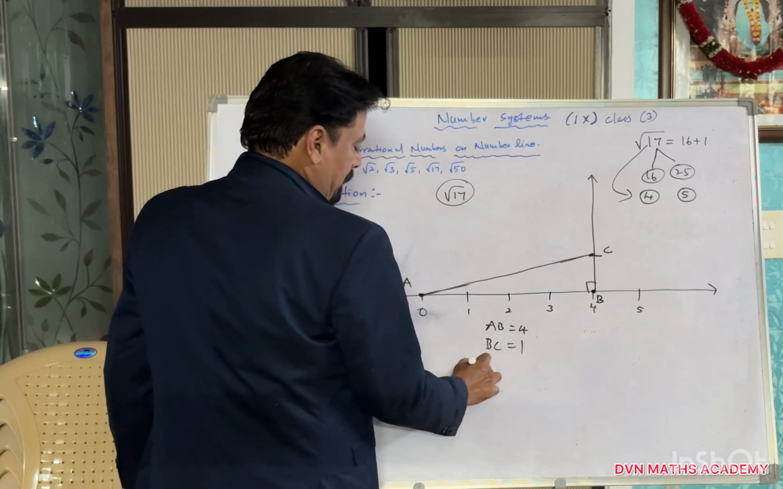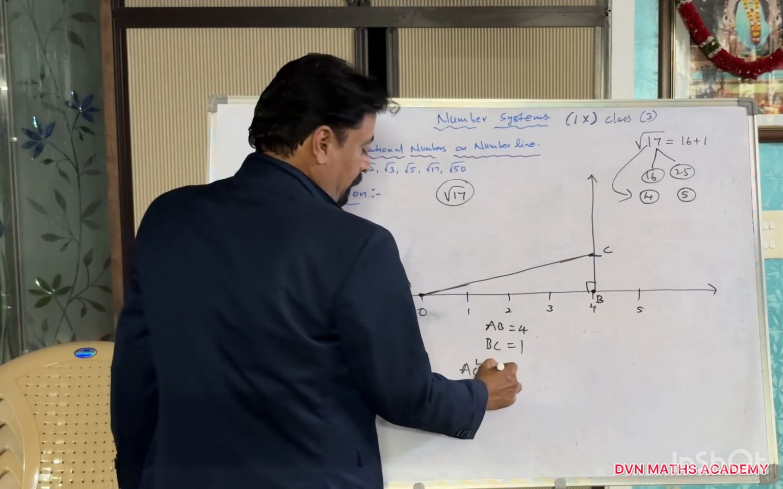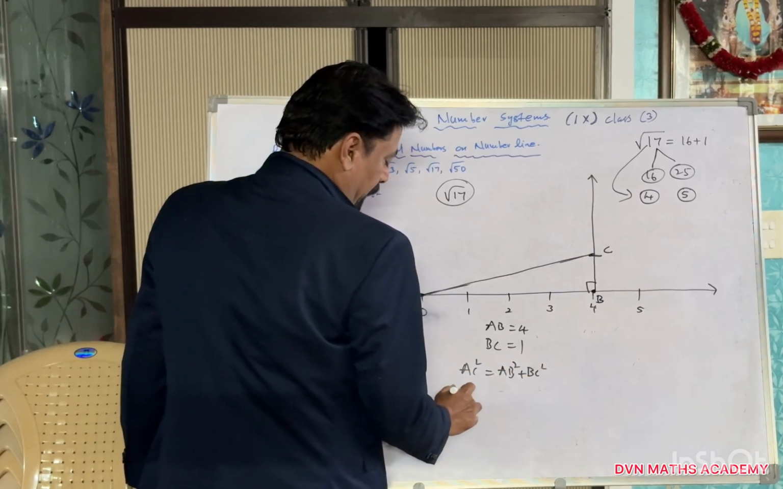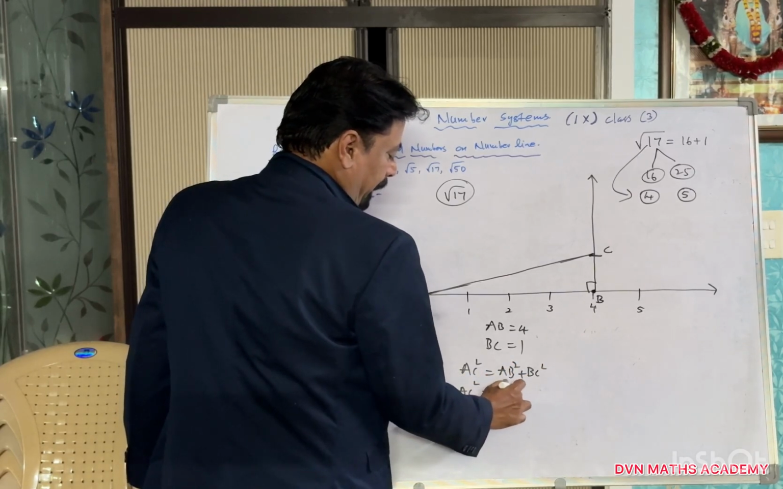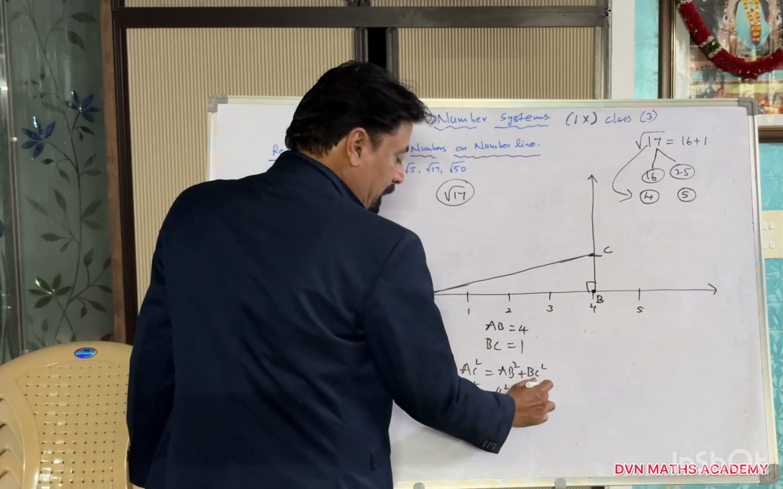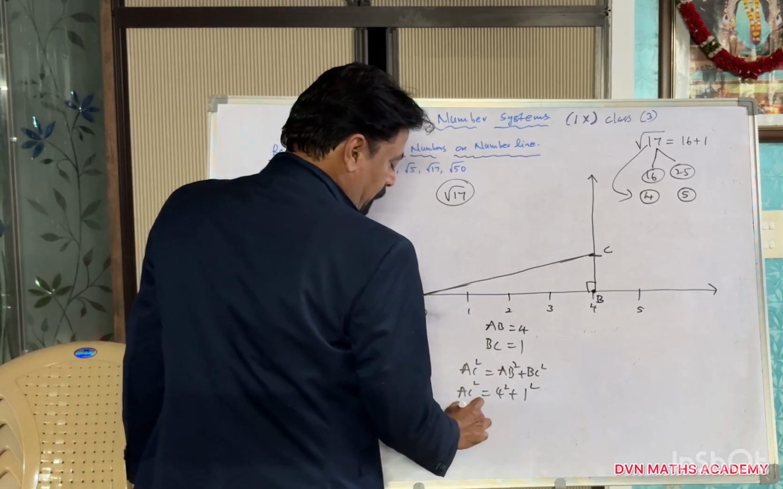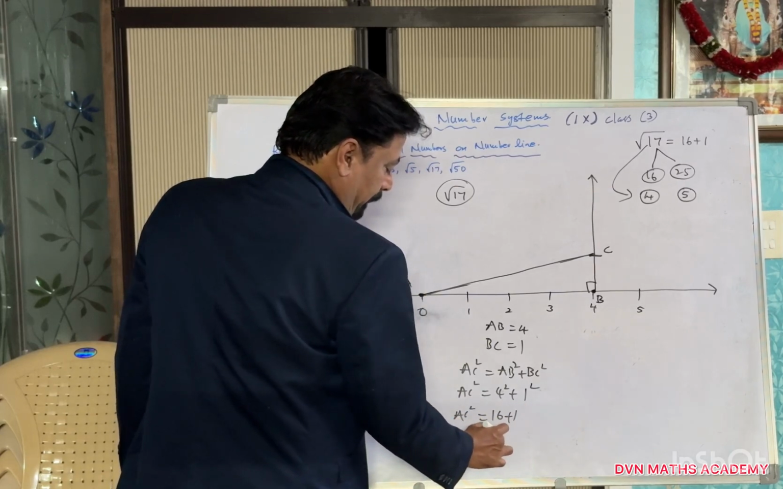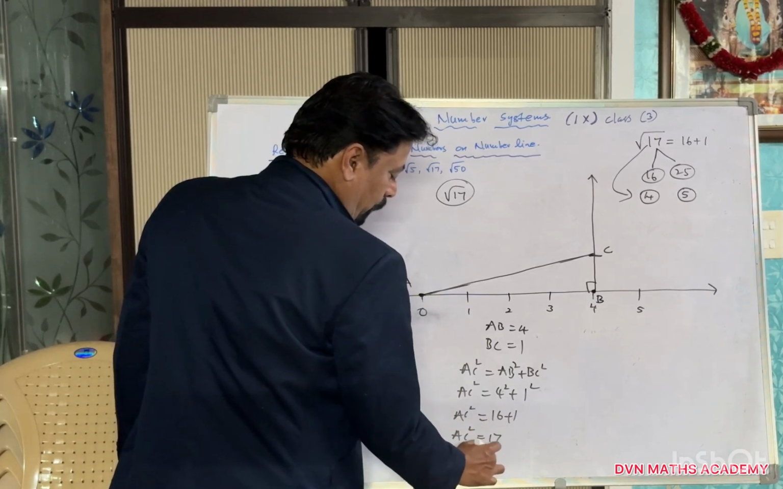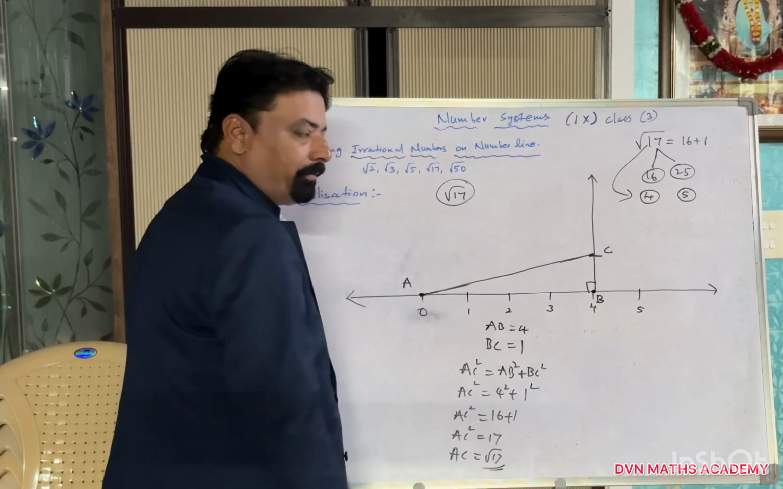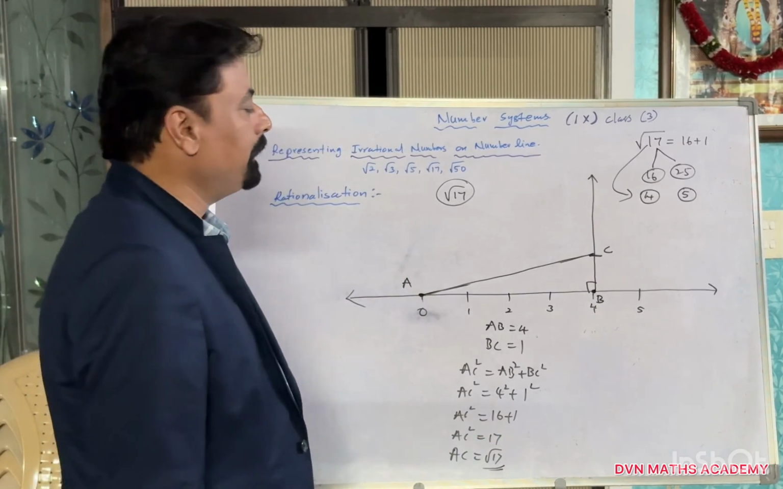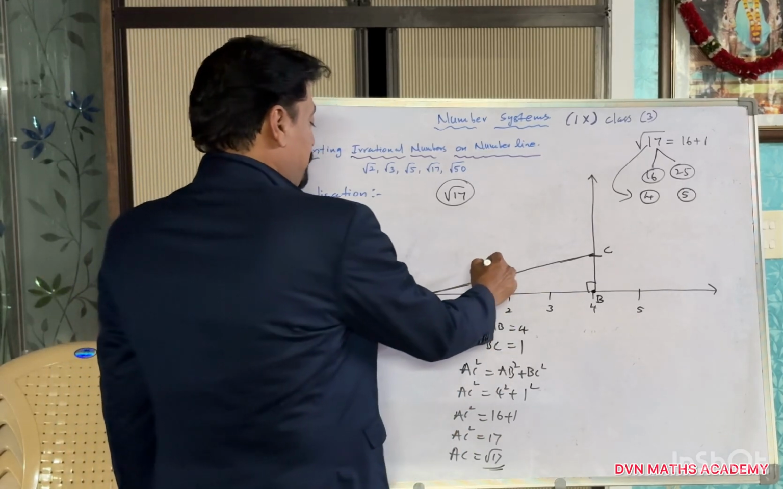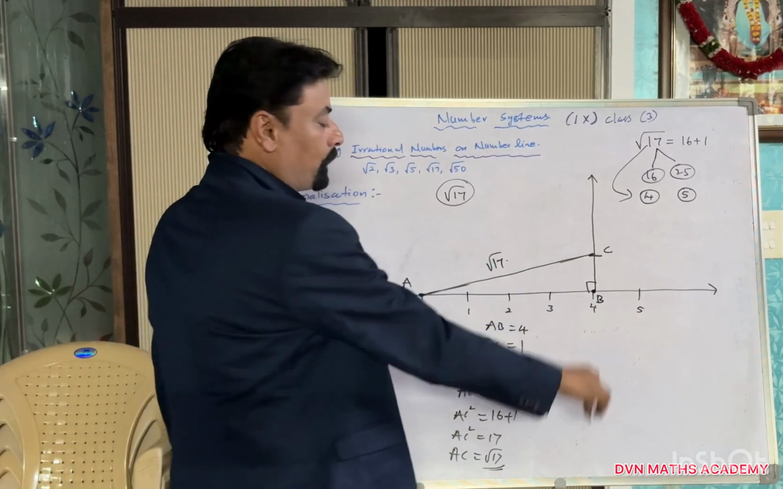Now you know that AC square is equal to AB square plus BC square. Therefore, AC square is equal to 4 square plus 1 square. So AC square is equal to 16 plus 1. So AC square is equal to 17. AC is equal to root 17. So this is a very wonderful concept to represent root 17 on the number line. I got here AC is equal to root 17.